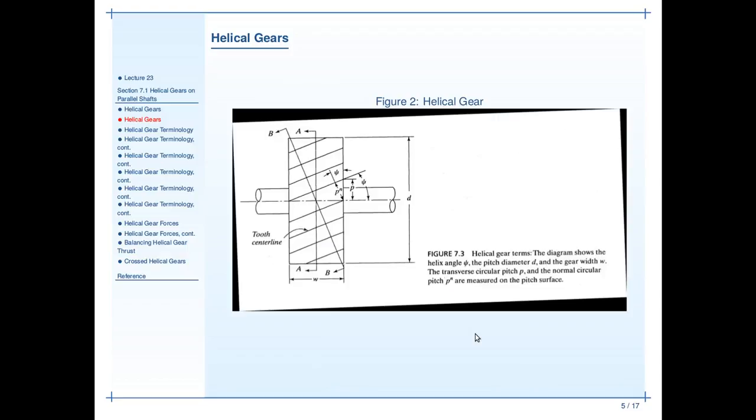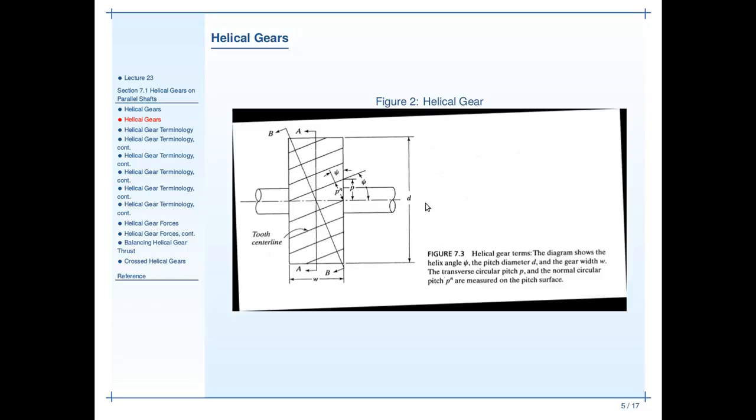So, let's talk a little bit about the nomenclature for helical gears. First off, there's nothing to panic about here. Most of this nomenclature is very familiar from spur gears. So I'm going to concentrate on the portions that are different. In this picture, we're looking at a helical gear edge on. The horizontal line here, the shaft, that is the axis that it is rotating about.